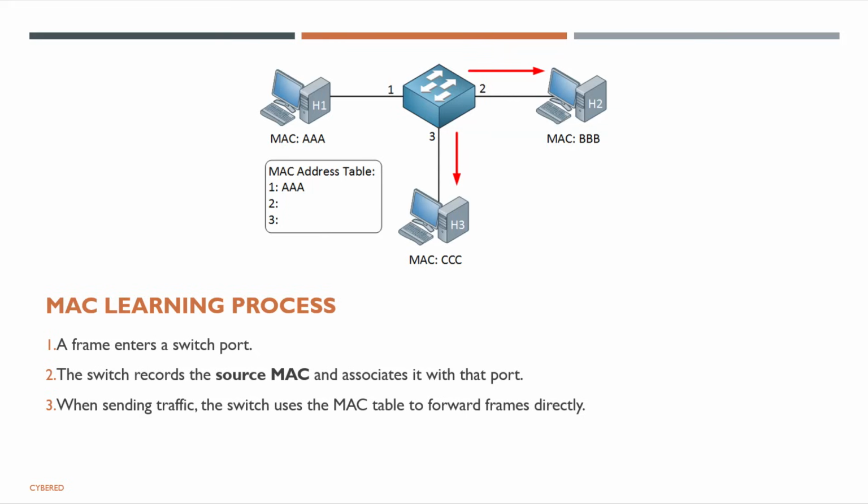When sending traffic, the switch uses the MAC table to forward frames directly. If the destination MAC is unknown, switches send a broadcast. PCs also keep an ARP cache, IP to MAC bindings.